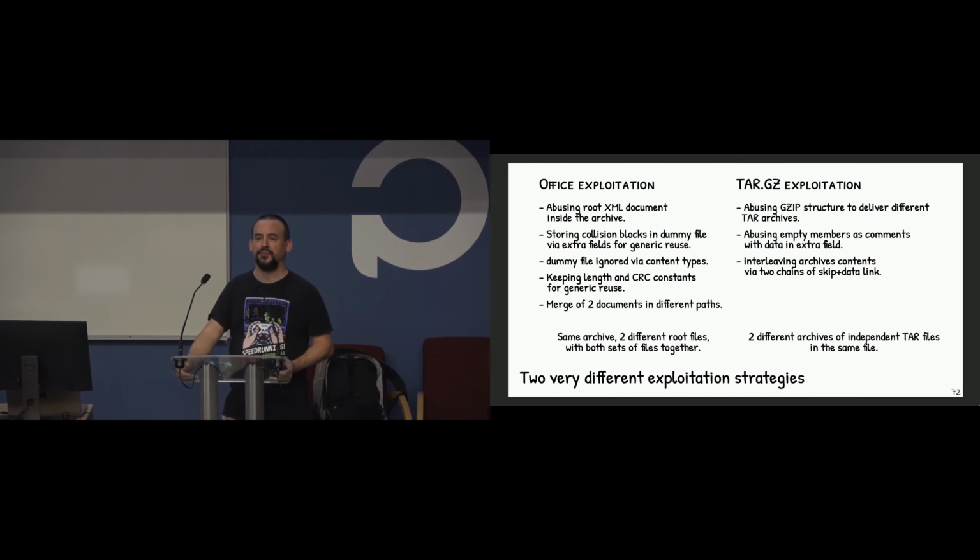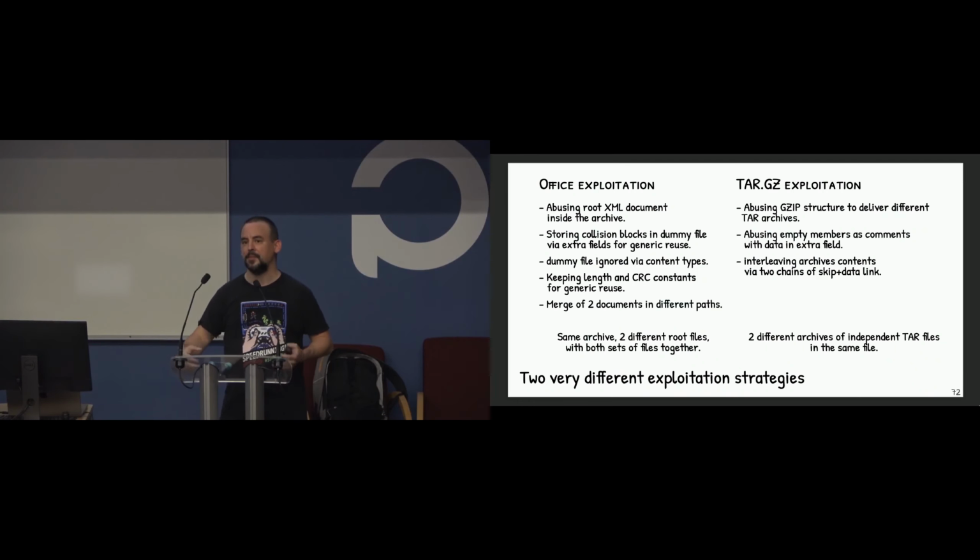But the two exploitation strategies are very different, based on the two archives. In one case, you have a totally standard archive with an XML content that changes content, and you have a compensated forged CRC, and then it's pointing to different sets of files from two documents inside the same archive. And in the other case, with tar.gzip, you actually abuse some structure of the archive, which are not so well known, and then you can chain together, you can interlace together two chains of bases from the original archives.